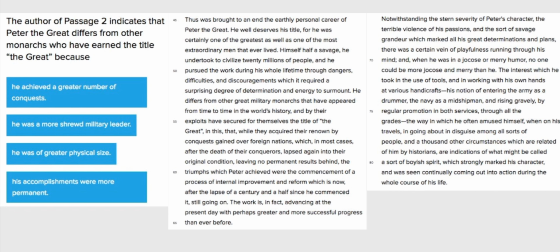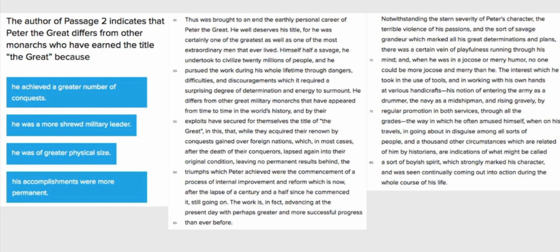Okay, so it's saying the other leaders gained conquest over foreign nations, but then after they died, the nations were kind of no better off, or they went back to the way they were. The triumphs which Peter achieved were the beginning of a process of internal improvement and reform, which is now, after the lapse of a century and a half since he commenced it, still going on. Okay, so that would mean that at the time this was written, 150 years after Peter the Great had been kind of doing his thing, they're saying the changes that he set in motion are still taking place. So we've done a pretty good job of paraphrasing this.